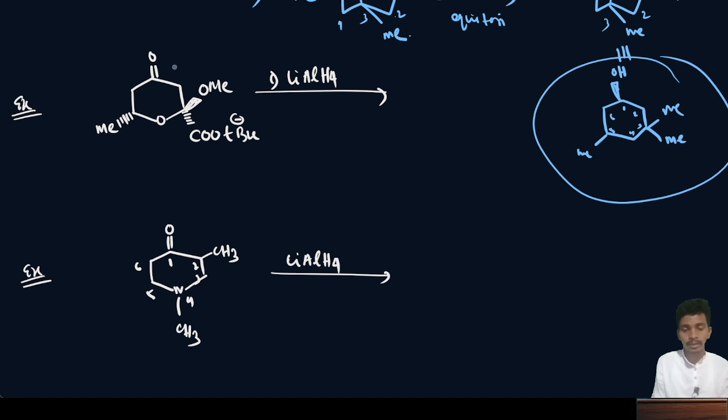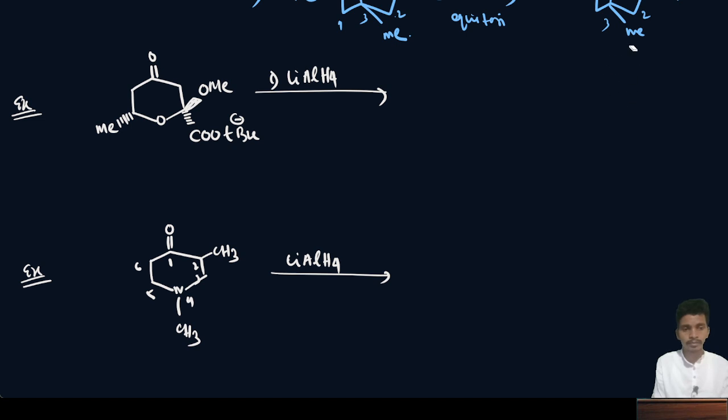Now we will move on to the next question. For this question, this is again a cyclohexane, although oxygen is there, but this is again a cyclohexane. Cyclohexanes always exist in a chair form, so first convert into a chair form. So here let's say 1, 2, 3, 4, 5 and 6.